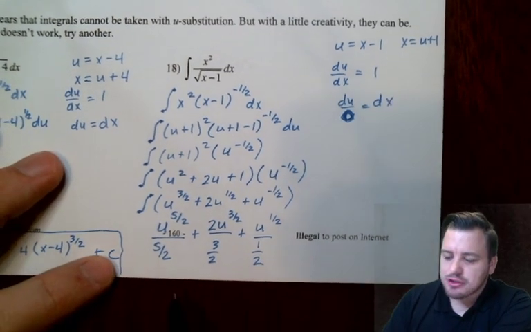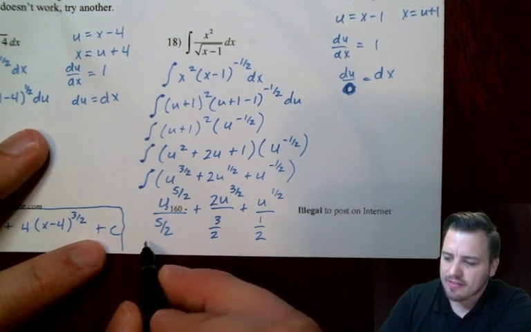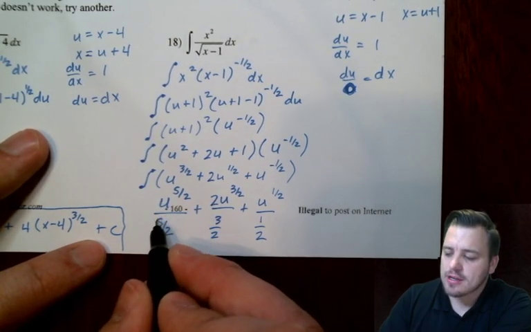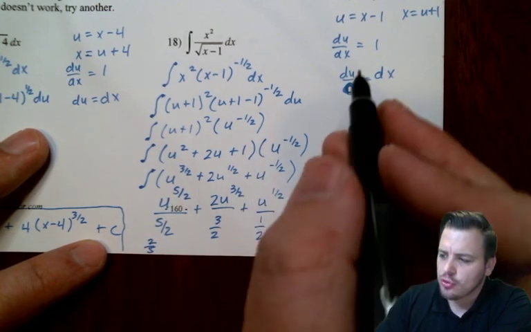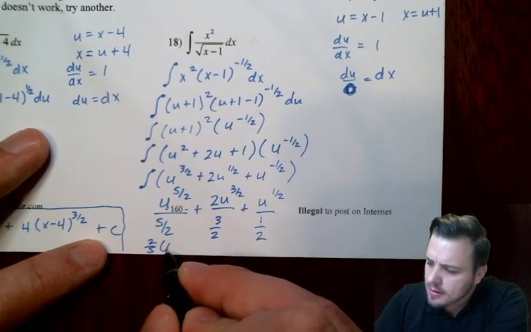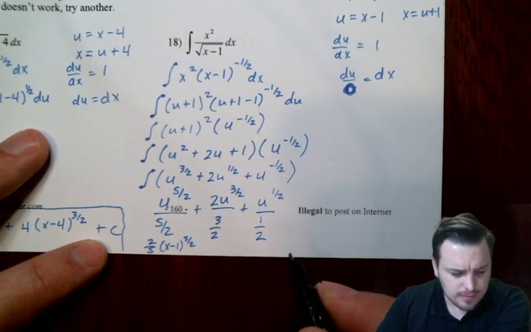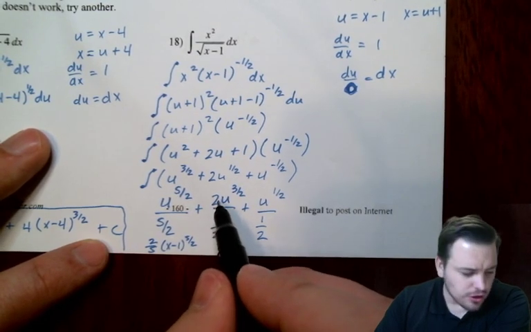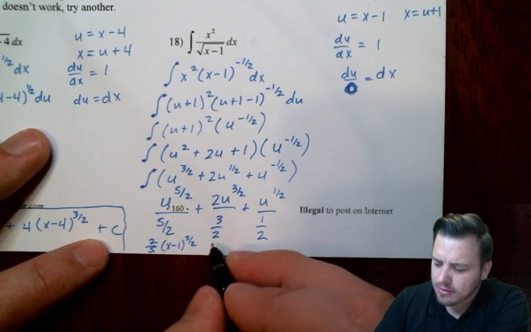I think I saved just enough space right there to write this out. So it should be this. 1 divided by 5/2 is 2/5. And then u is x minus 1. Okay? X minus 1 to the 5/2. And then 2 divided by 3/2. If we were to flip that up, that would be 4/3.